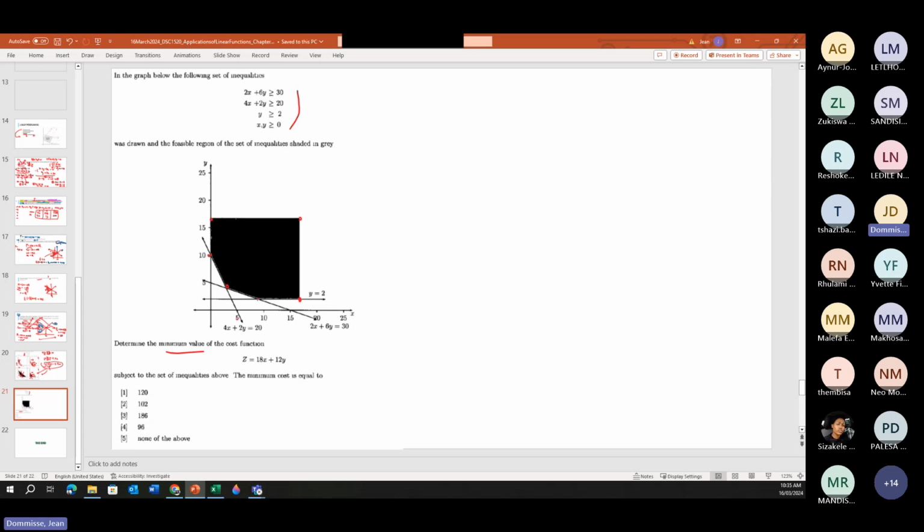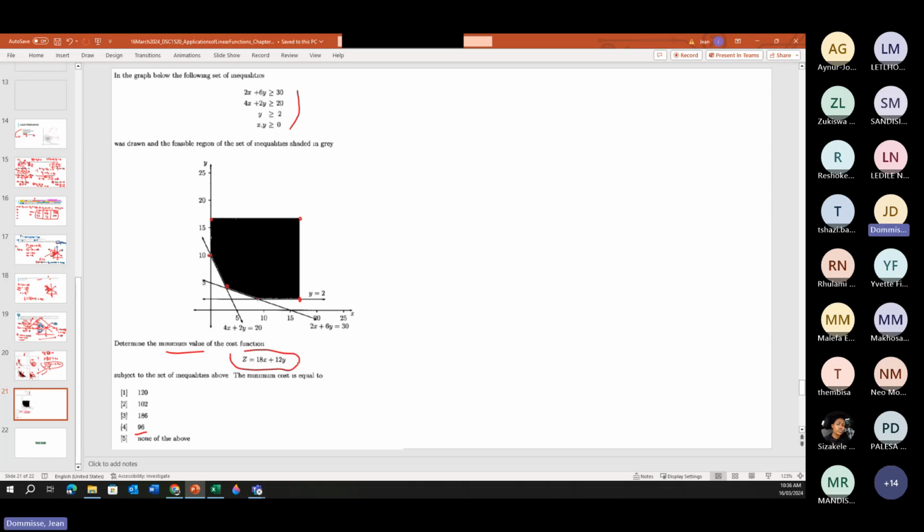And don't be fooled by looking at this and saying, well, 96 is the smallest, so it must be 96, because it might be that 96 is not one of those solutions. Okay, so it might be that it's not one of those solutions.